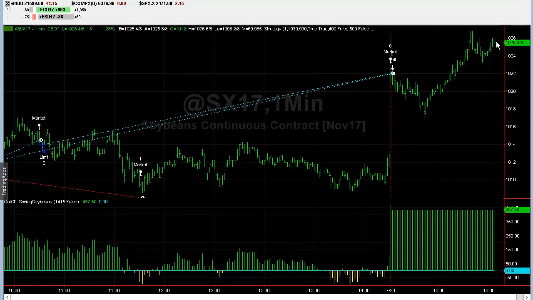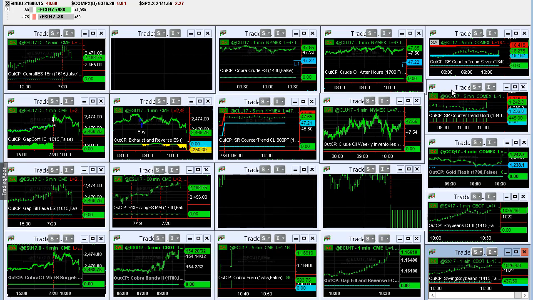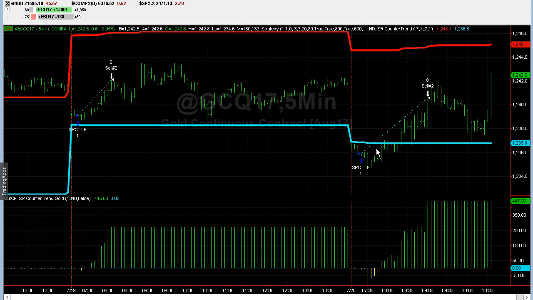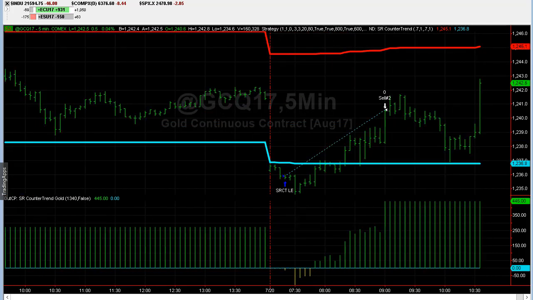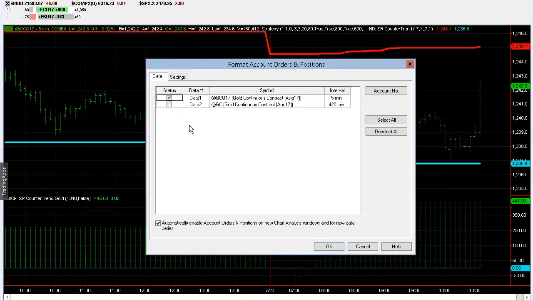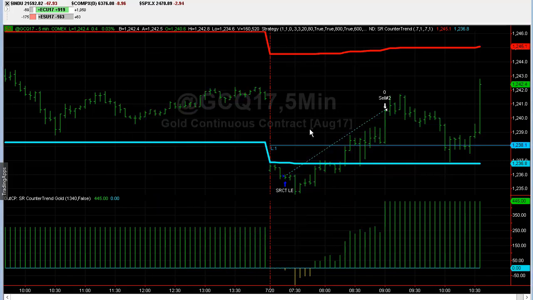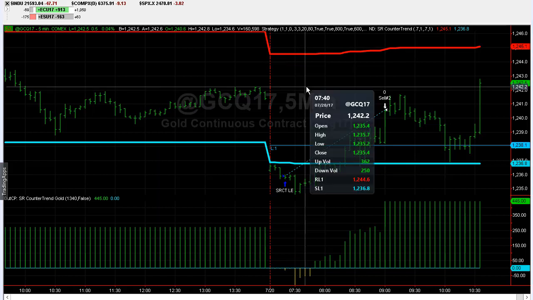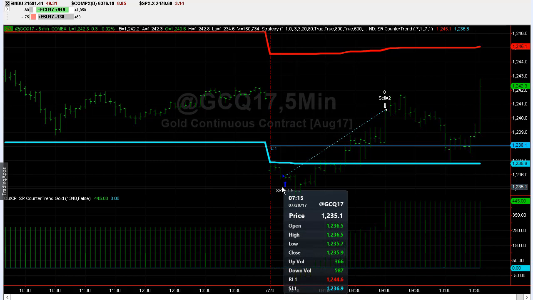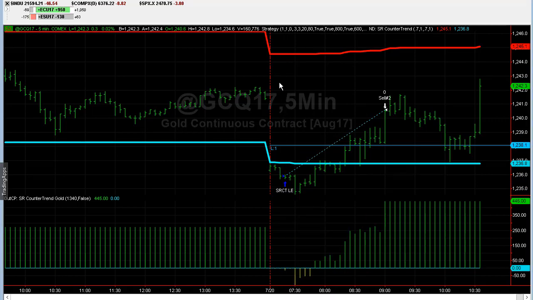So it's a nice trade in the euro. SR CounterTrend Gold also traded today. Here is the trade, and so you can see the trade that took place. And again, you can turn the bubble fills on and see that. So Format Account Orders and Positions, and you can turn that on and see where the fills took place. For some reason, it does not show up. There were trades in this, so I have to go back and look and see why. Sometimes these things are tweaky. Let me see if I can figure that out real quick.